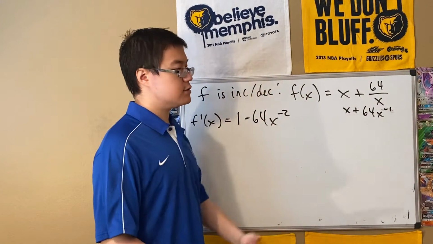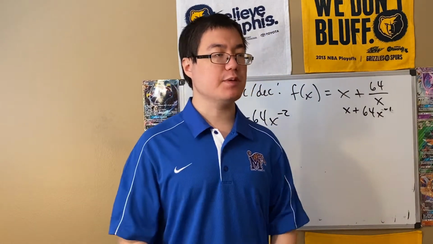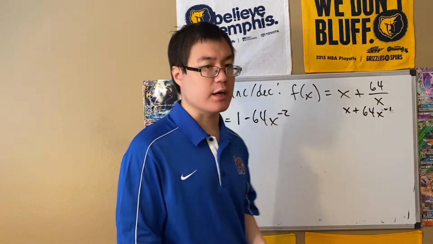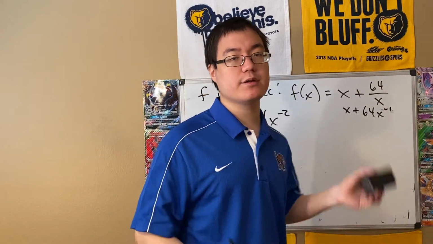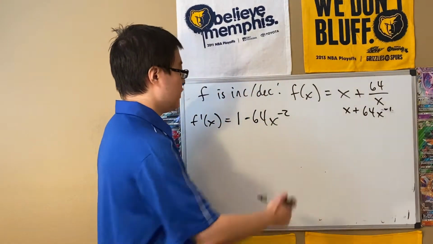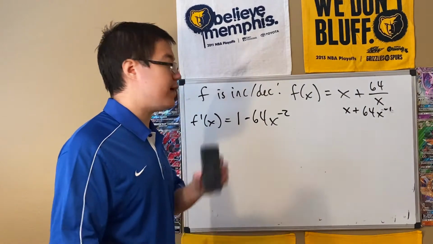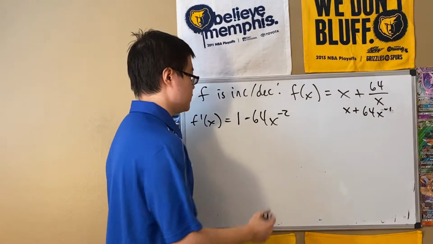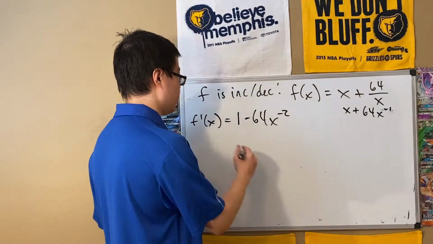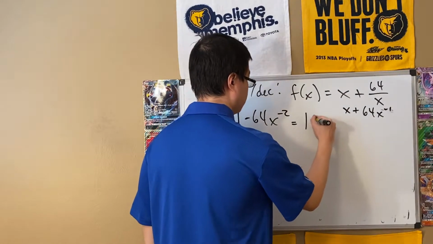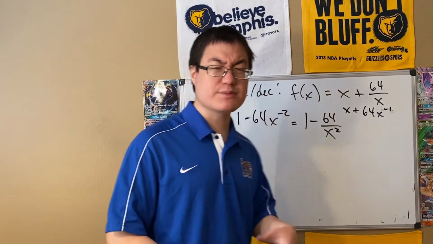What I tell my students for derivatives and for integrals is that we want to change things to powers because it's easier to take derivatives and integrals. But once we're done with that, we should probably change them back to algebraically manipulate them. So in this case, we did change this to a negative exponent. We did the power rule. So what I'm going to do is change it back to a fraction in order for us to simplify as much as possible, factor as much as possible, because that's always our goal here. So in this case, it's going to be 1 minus 64 over x squared. Still not factored as much as possible.